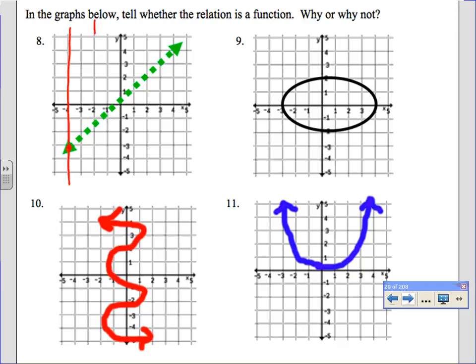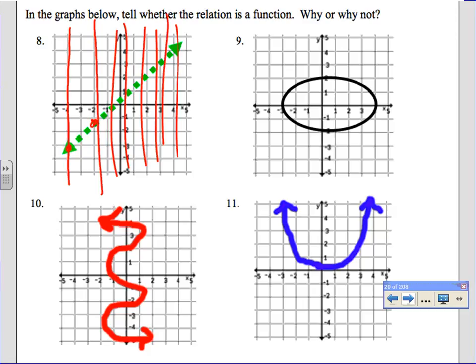Let's draw another vertical line. How many times does that vertical line touch the green line, which is our equation? Peyton, good. Once. Let's do this again. I can draw a million vertical lines, right? How many times does each of those touch the green line? Evan, good. Once. So is that a function or not? Alexis, good. It is a function. So number 8 is yes, because it passes the vertical line test. Each vertical line touches the graph at one point.